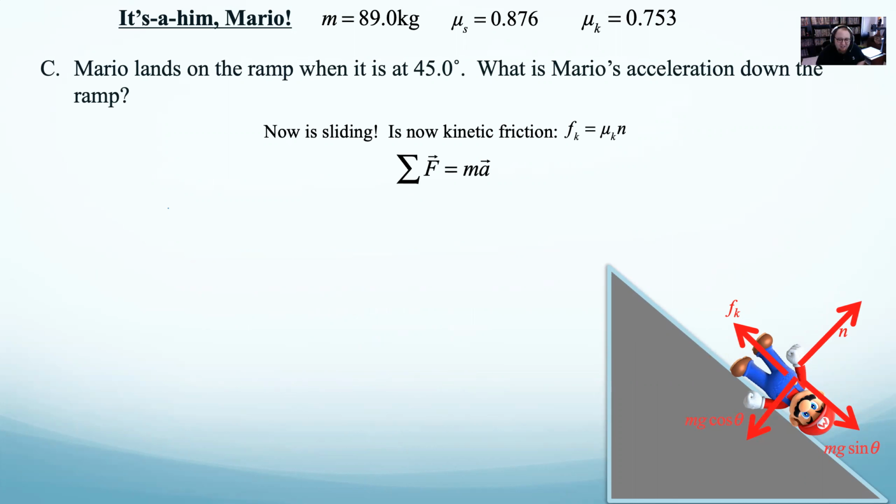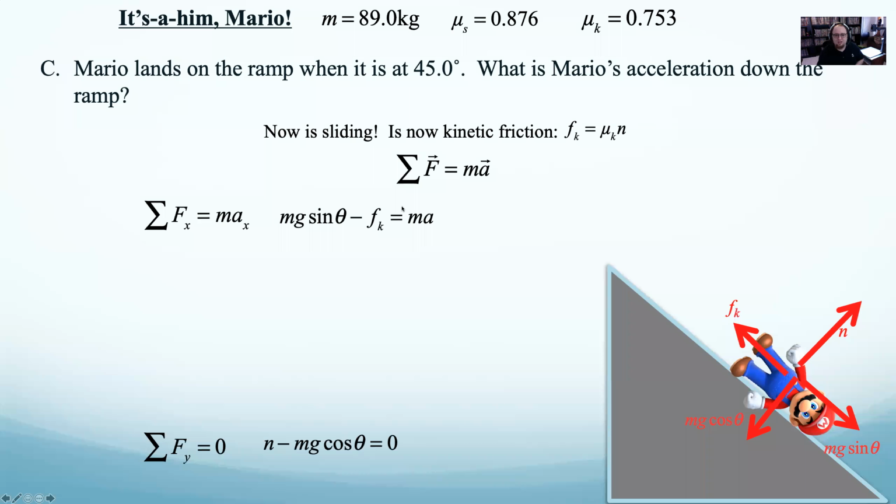But my free body diagram doesn't really change. The only change is where I had mu of s, it becomes mu of k. That's it. And I now have acceleration in x. I still have no acceleration in y because he's just moving down the ramp, not moving away from the ramp or into the ramp. For my equations, it's still right minus left: mg sine theta minus f of k equals ma now. And for y, it's still up minus down: n minus mg cosine theta.